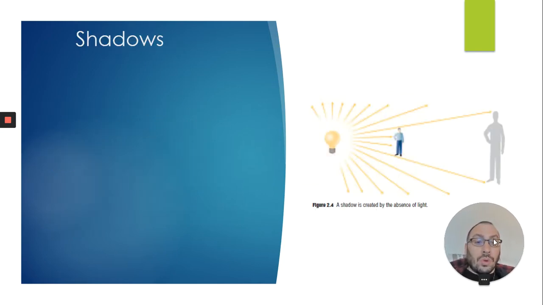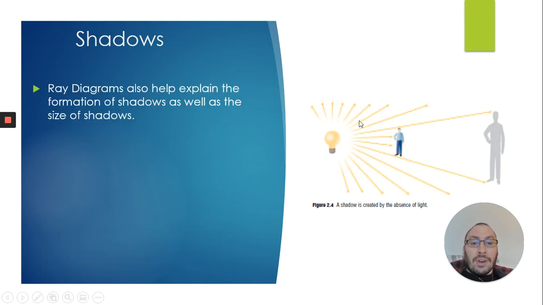Shadows can also be shown with ray diagrams. Some of you might remember this from grade 6 when we talked about shadows and seasons. Maybe it was grade 5, I can't remember. But ray diagrams can help explain the formation of shadows. So here we've got a gentleman standing close to a light bulb, and the ray diagram shows the light shining in a whole bunch of different directions.